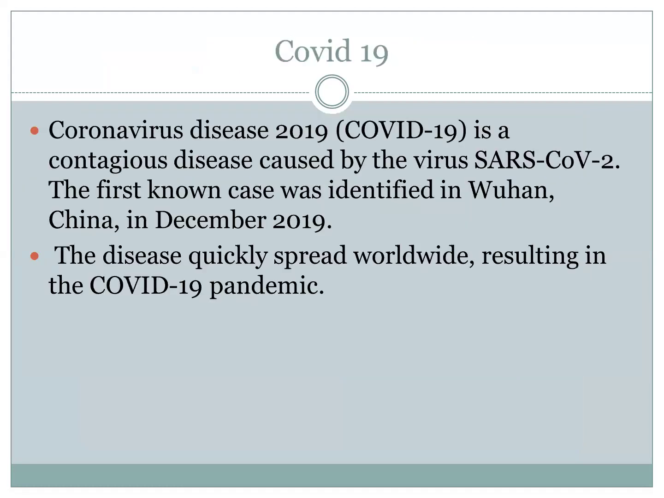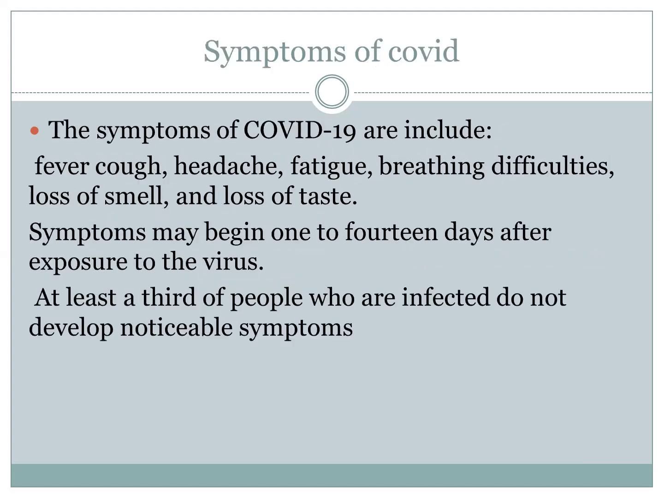So first we'll study COVID-19. COVID-19 is a contagious disease caused by a virus, also called SARS-CoV-2. The first case was identified in Wuhan, China in December 2019. The disease quickly spread worldwide, resulting in the COVID-19 pandemic. The symptoms included fever, cough, headache, fatigue, breathing difficulties, loss of smell, and loss of taste. The symptoms began 1 to 14 days after exposure to the virus.